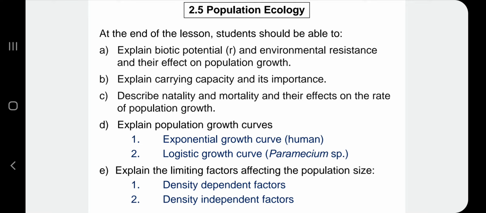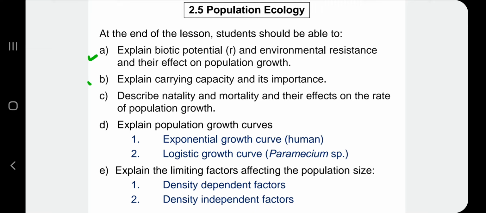The second learning outcome: explain carrying capacity and its importance. The third one: describe natality and mortality and their effects on the rate of population growth. The fourth one: explain population growth curve, which is exponential growth curve and logistic growth curve. And the last one: explain the limiting factors that affect the population size, which are density dependent factors and density independent factors.